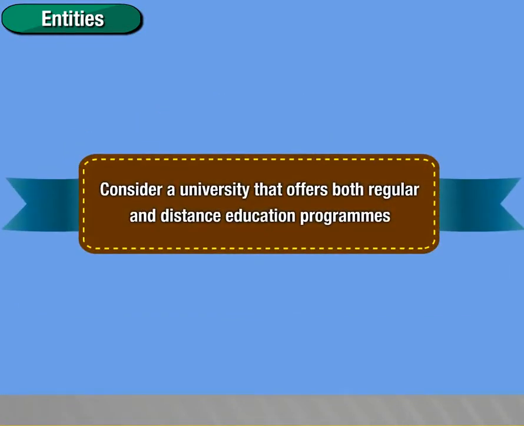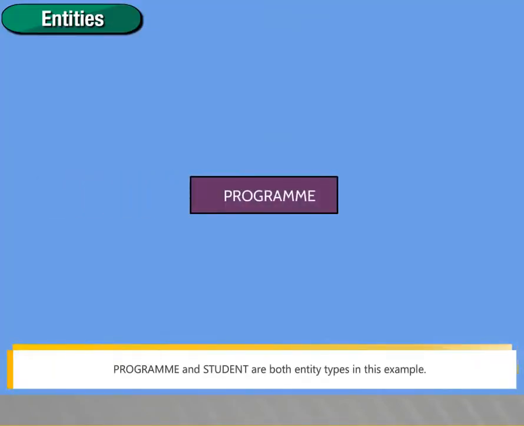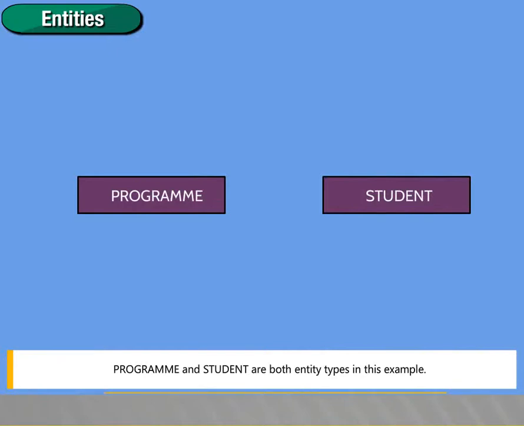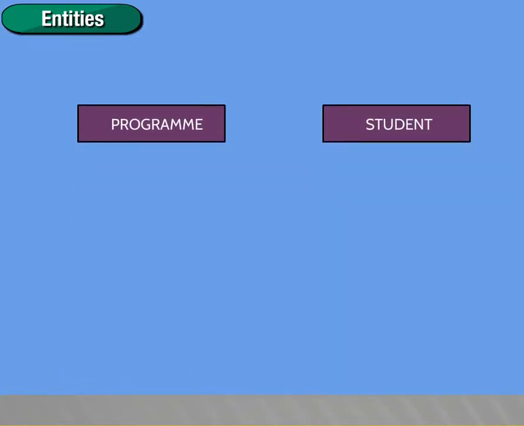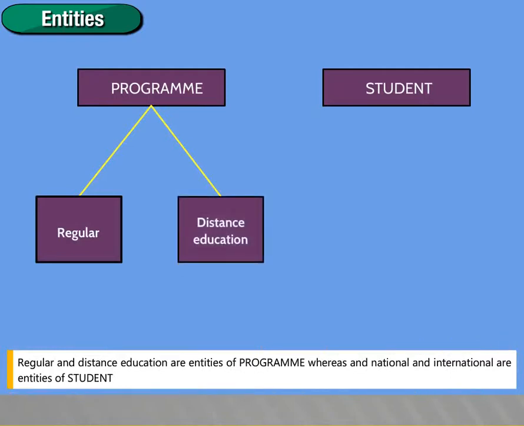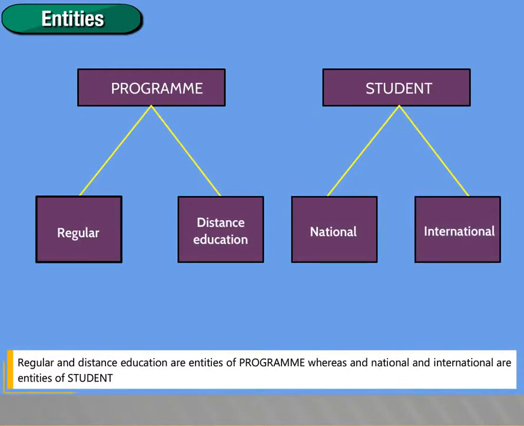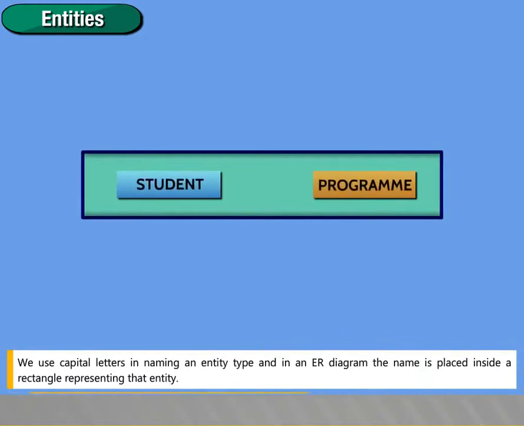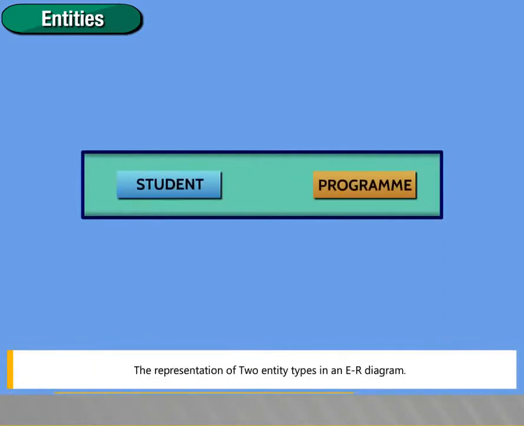Consider a university that offers both regular and distance education programs. Program and student are both entity types in this example. Regular and distance education are entities of program, whereas national and international are entities of student. We use capital letters in naming an entity type, and in an ER diagram, the name is placed inside a rectangle representing that entity. The representation of two entity types in an ER diagram.